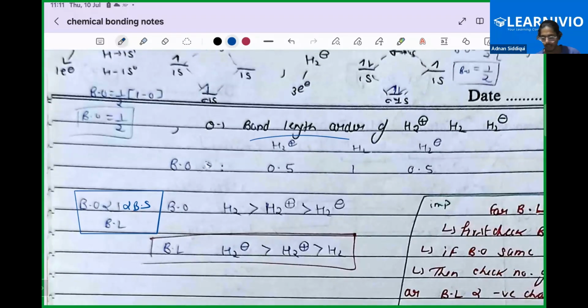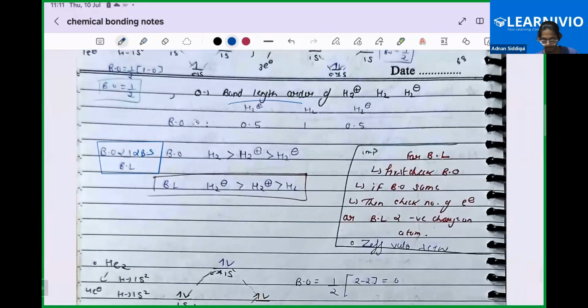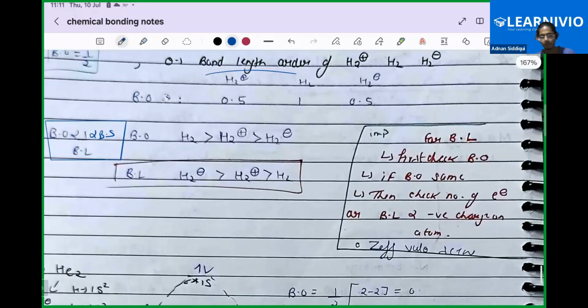This is just to give you a slight thought process of in what ways they can ask you this. I have given you a way as well. For bond length, first check bond order. If bond order is the same, then check the number of electrons or negative charge, the negative Zeff thing. I have written it as well.